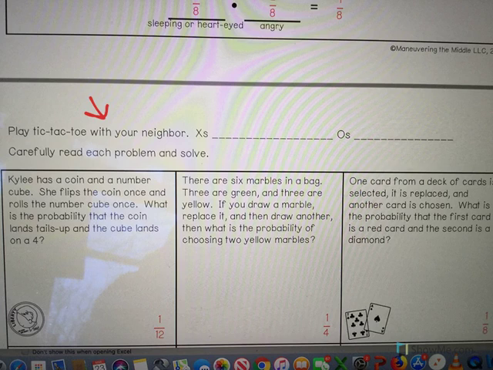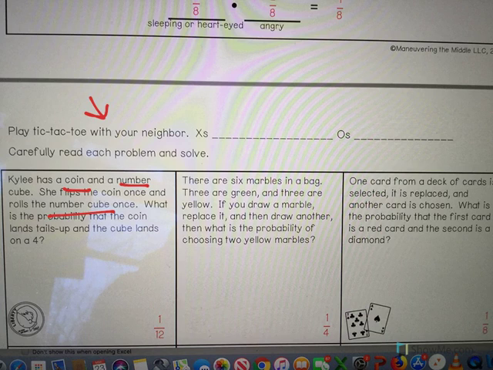Okay, so let's read the problem. Kylie has a coin and a number cube. She flips the coin once and rolls the number cube once. And I hate that they use the word number cube. It's a dice. What is the probability that the coin lands tails up and the cube lands on a 4?